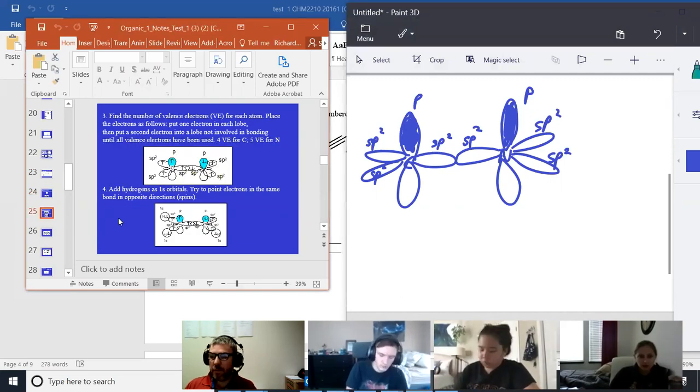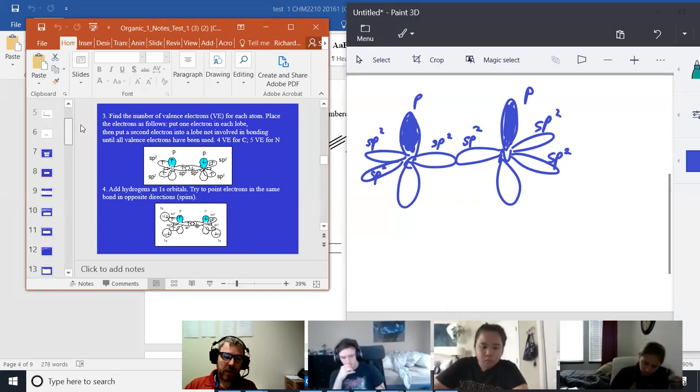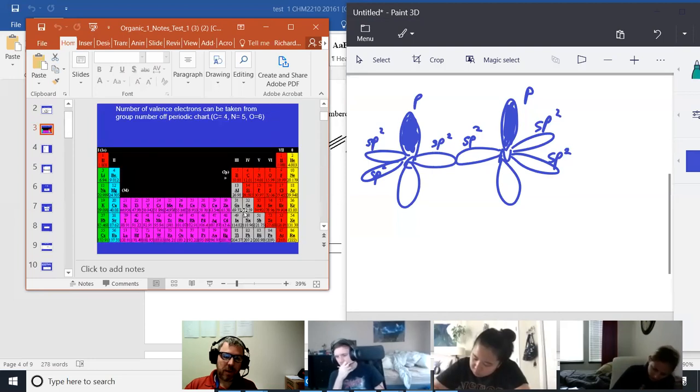All right, the next thing we want to do is put in the number of valence electrons. That's what's going to vary between these two. Now, carbon has 4 and nitrogen has 5. Now, we know this from back up here. Carbon has 4, nitrogen has 5, oxygen has 6. And you can get that by looking at the grouping, where they are in the periodic table.